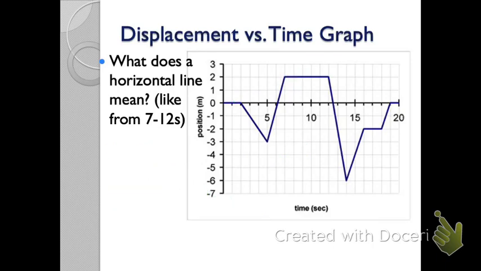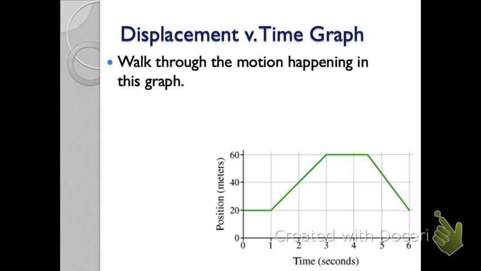Okay. Let's walk through again what's happening in this graph. From 0 to 1 second, what's happening here? Standing still. From 1 to 3 seconds, they are rocking forward. From 3 to 4.5 seconds, they are standing still. And then from 4.5 to 6, they are walking backward. All right, you can write that out on your sheet if you want to, but you don't have to.